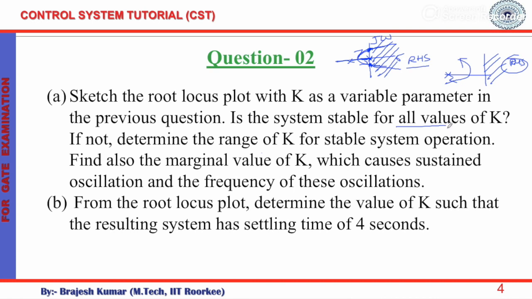If it is stable for all values of k, you say that it is stable for all values of k. If it is not stable for all values of k, find the range of k for the stable operation. Also find the marginal value of k. Marginal value will be that value of k for which the root locus will be at the j omega axis. Since it is at the verge of instability, it will cause some sustained oscillations, and you need to find the frequency of these oscillations also.